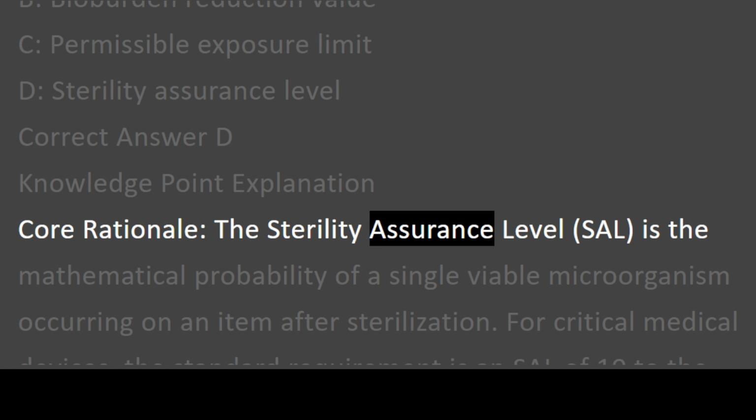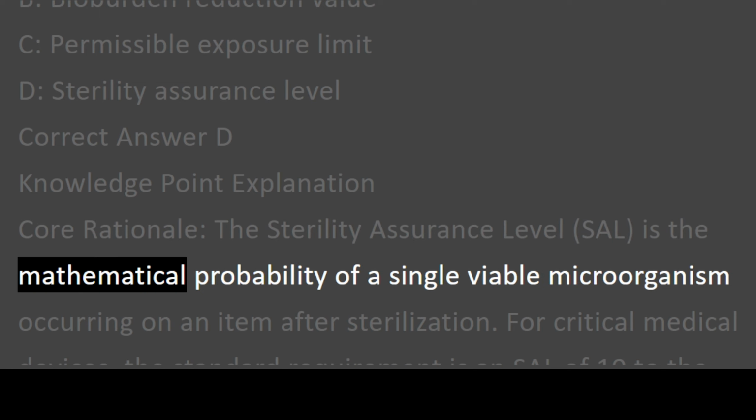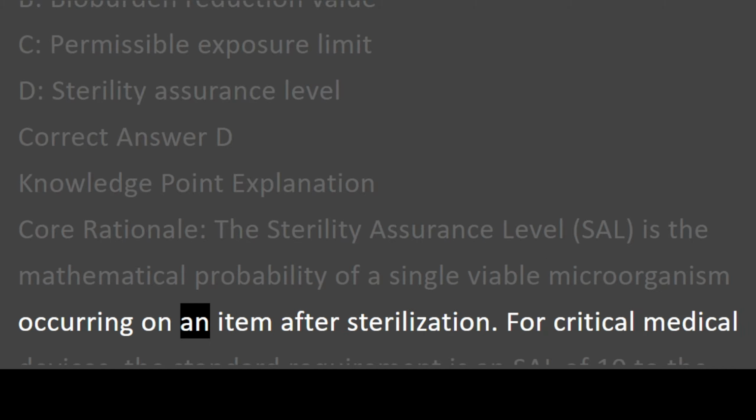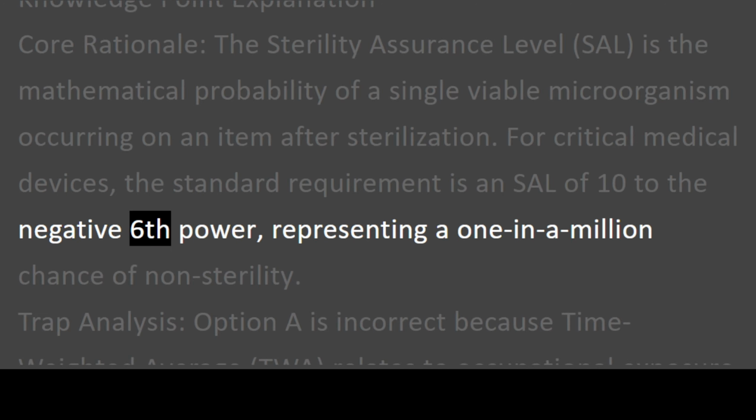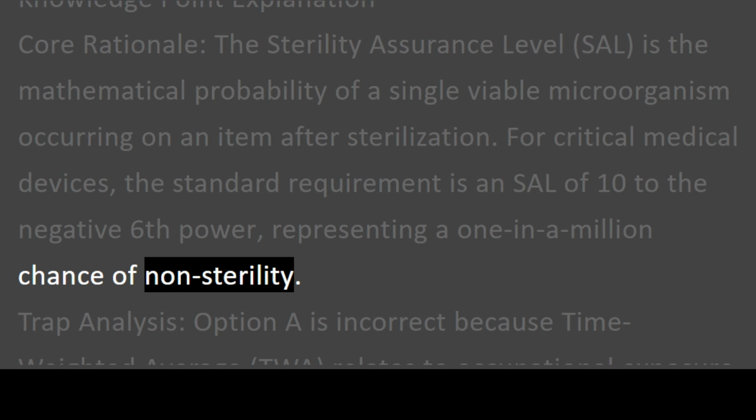The sterility assurance level, SAL, is the mathematical probability of a single viable microorganism occurring on an item after sterilization. For critical medical devices, the standard requirement is an SAL of 10 to the negative 6th power, representing a 1 in a million chance of non-sterility.